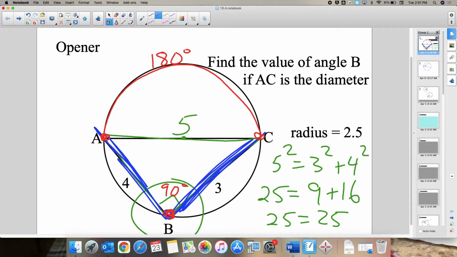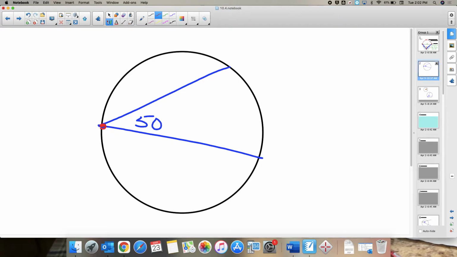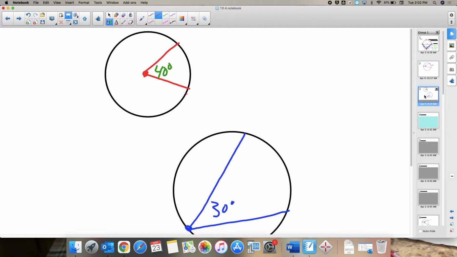The relationship that's here will always be true. When you have an angle whose vertex is on your circle, it will be half as big as the arc that it makes. So for example, if my angle that is on my circle was 50, this arc that it makes would be 100 degrees. So we've now learned two types of angles. Your central angle, your vertex at the center of your circle, it is equal to the arc that it makes. Vertex on your circle, it's half as big as the arc that it makes. Right? Two separate types of angles.